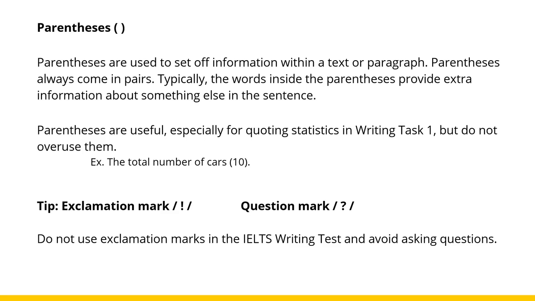So here we have an example of how to use parentheses, and I'm going to read it for you. The total number of cars (10). As you see, we have the number 10 inside of parentheses, and this is the total number. So for example, if you have a sentence where you forgot to include the numbers, you can actually put the numbers at the end of your sentence, but don't forget to put a period after your parentheses mark.